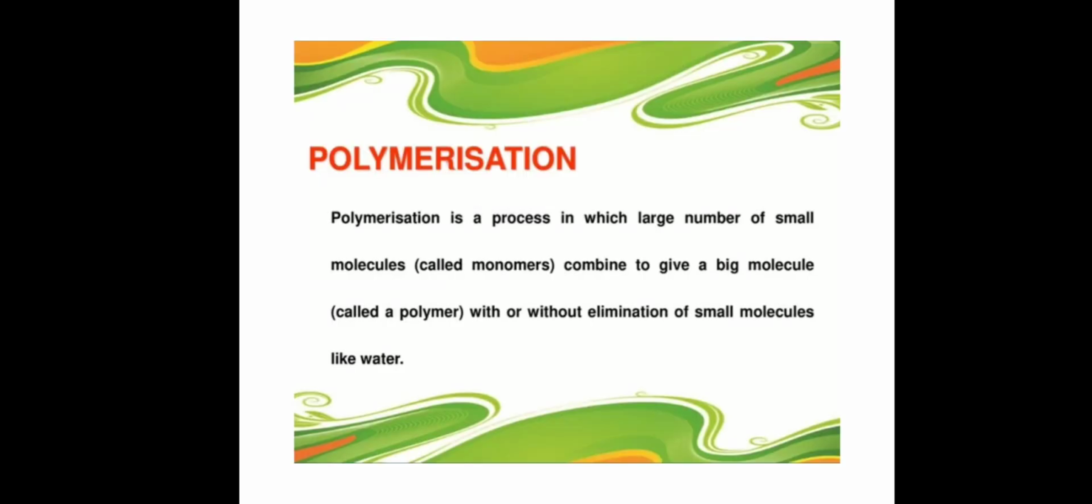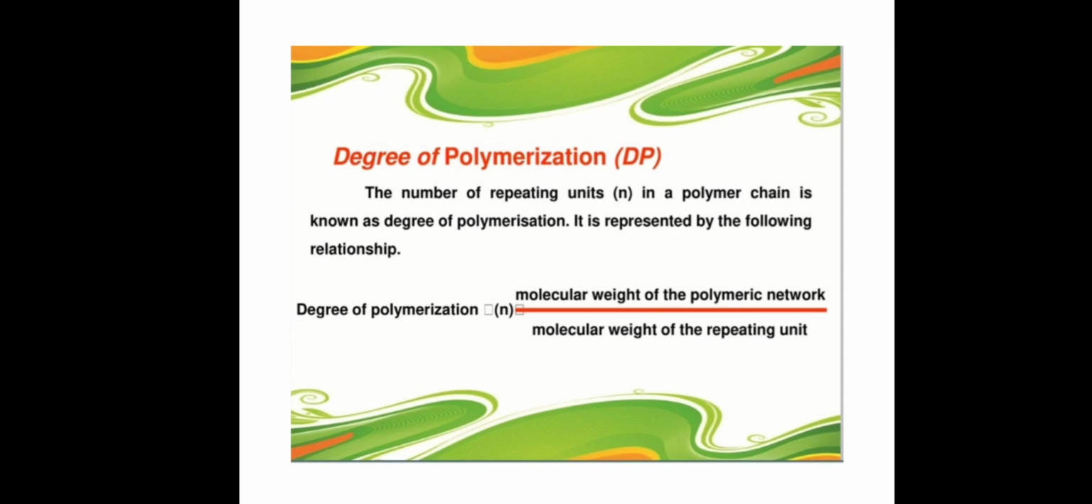Polymerization. Polymerization is a process in which a large number of small molecules called monomers combine to give a bigger molecule. That bigger molecule is called a polymer. Degree of polymerization, simply called DP. The number of monomers in the polymer is called the degree of polymerization. It is represented as: degree of polymerization is equal to the molecular weight of the polymeric network divided by the molecular weight of the repeating unit, which is nothing but the monomer.